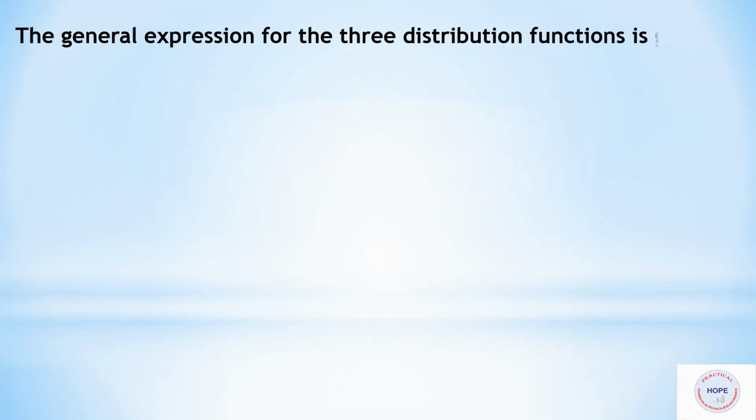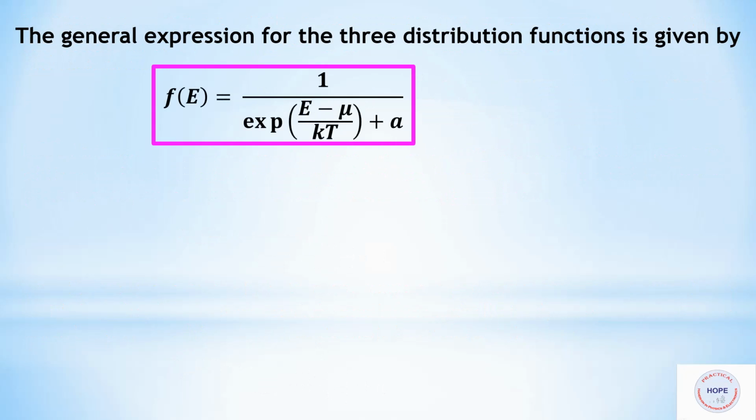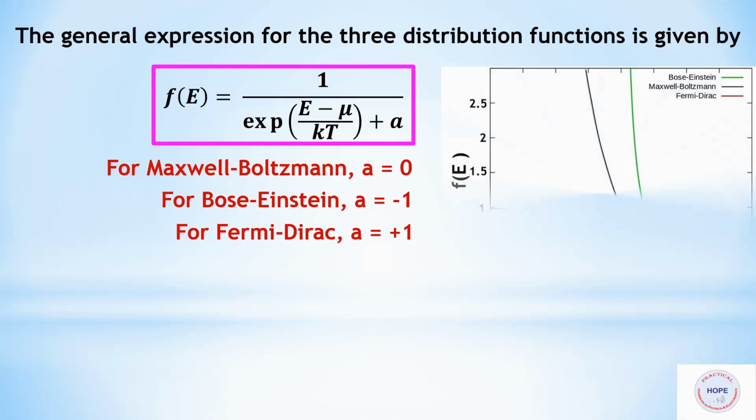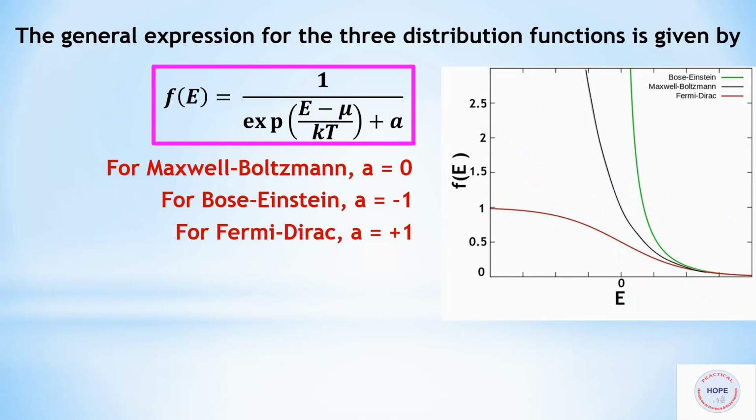The general expression for the three distribution functions is given by 1 upon exponential of (E minus mu) by kT plus A. For Maxwell Boltzmann, A is 0, for Bose-Einstein, A is minus 1, for Fermi-Dirac, A is plus 1. If we plot the three distribution functions for different values of energy, we get something like this. Here the maximum value of Fermi-Dirac distribution is 1, that is, probability of occupancy is 100%.